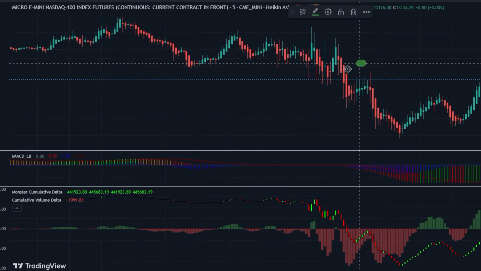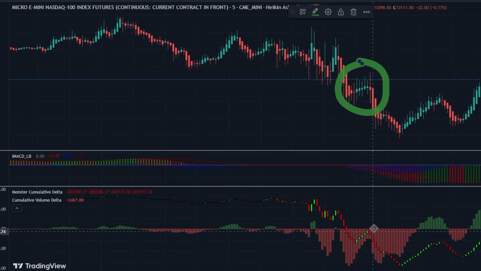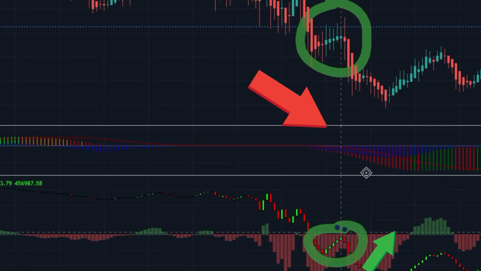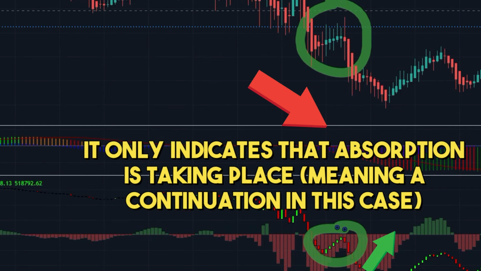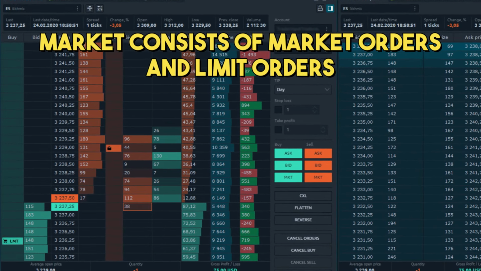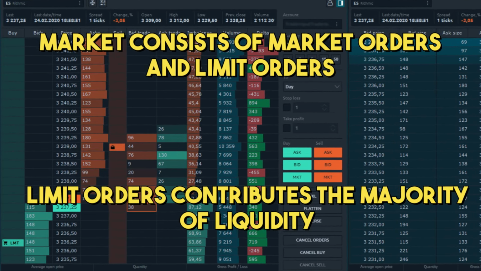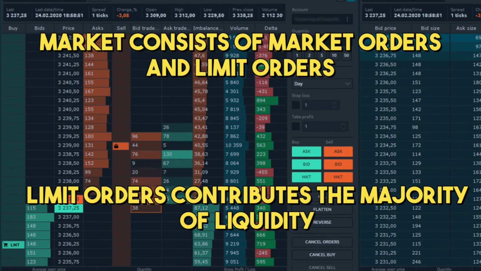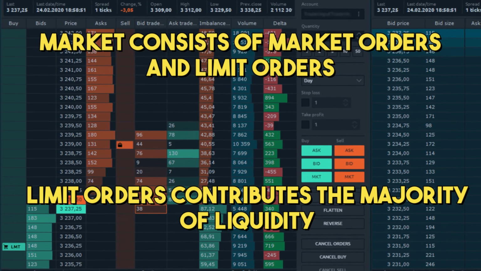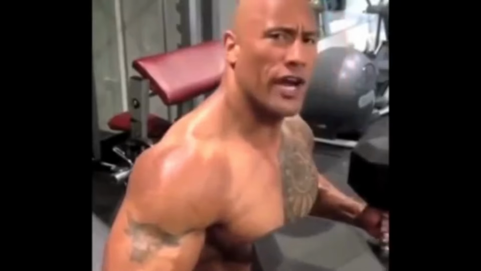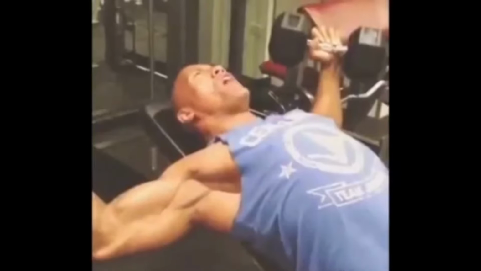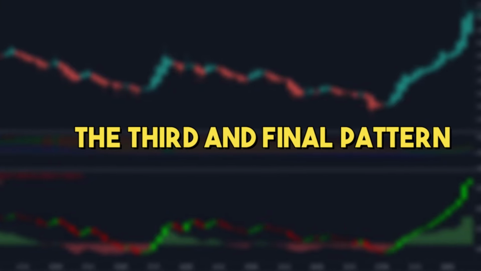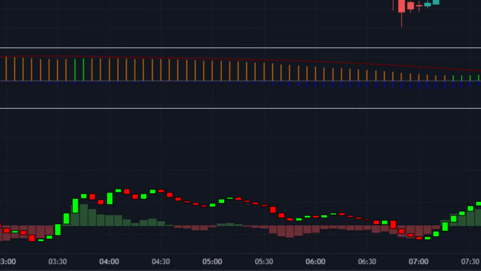They believe that if the market is selling off, but the delta is rising, it implies a potential reversal. However, it only indicates that thousands of sell limit orders, icebergs, and hidden orders are absorbing the market buy orders. As you may be aware, the market consists of market orders and limit orders, with limit orders contributing the majority of liquidity to the market. This is because big players employ these orders, which is why you should focus primarily on this aspect.